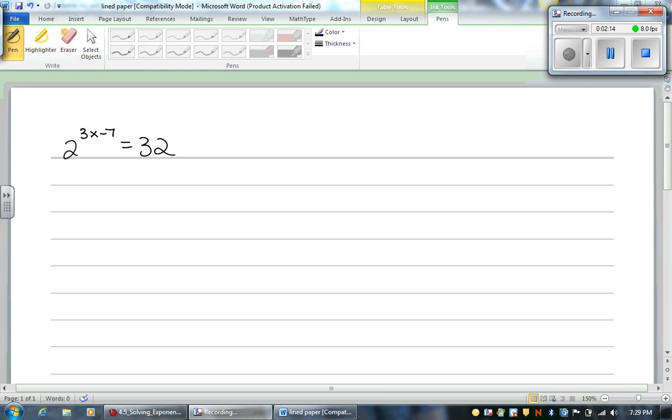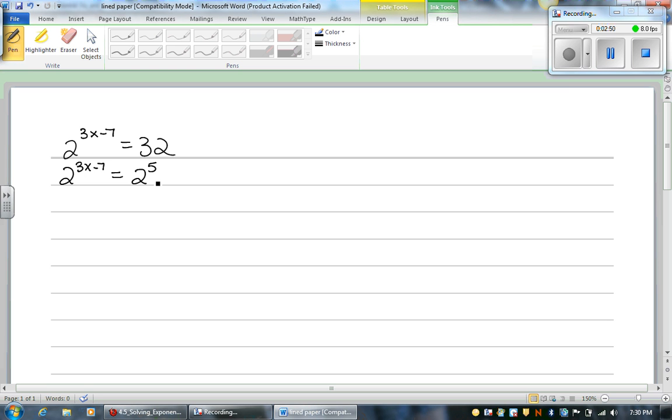Okay, so what I'm looking to do here is to see if I can find a common base. So we know that 2 can't be written any other way, so we're going to leave that portion of our equation. What we are looking to work with is this 32. Can I write 32 with a base of 2? Well, we know 2 to the 3rd is 8, and then we continue to go up. 2 to the 4th would be 16, and then 2 to the 5th would be 32. So we're going to change that to be 2 to the 5th.